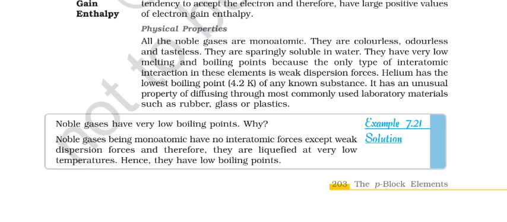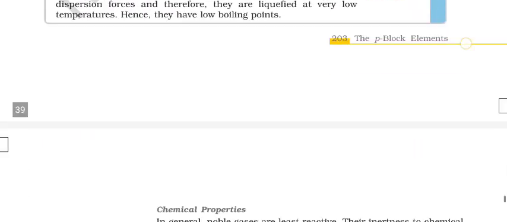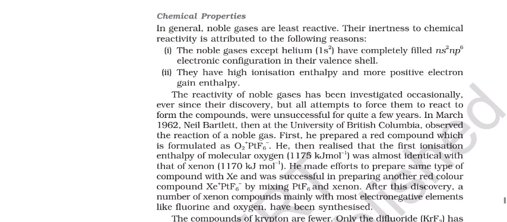Because the only type of interatomic interaction in these elements is weak dispersion forces, helium has the lowest boiling point of any known substance. It has an unusual property of diffusing through most commonly used laboratory materials such as rubber, glass, and plastic. Chemical properties: in general, noble gases are least reactive.